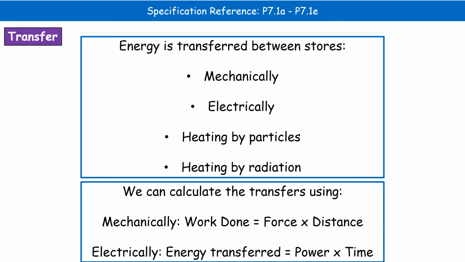In terms of how we can calculate these transfers then, there are 2 key formulas to be aware of. In terms of the mechanical transfers, that's going to be our work done calculation, so force times distance. And remember, the distance must be in meters. If we're talking electrical, then that would be energy transferred is power times time, remembering time is in seconds. So again, we're just being a little bit mindful of what units they give us in the question here to make sure that we're selecting the right formula first of all from the formula sheet, and we've done the conversions before we plug in the numbers.